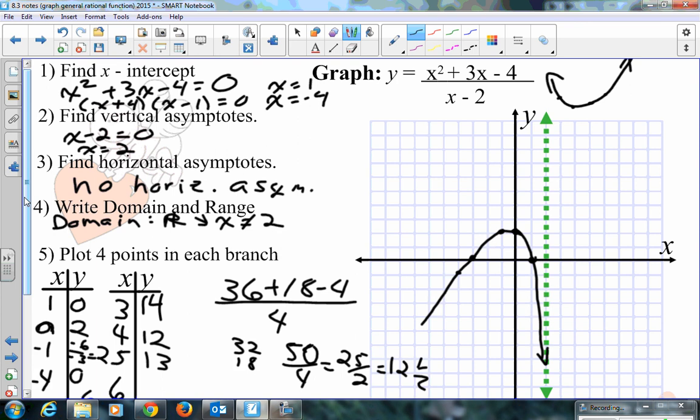So we get the graph. Now, what you might want to do is use your graphing calculator to check, because it doesn't look like we've found the exact max and the exact min. So we're going to use our calculator to calculate the minimum and the maximum. When you do that, I get my minimum at 4.4, 11.9.